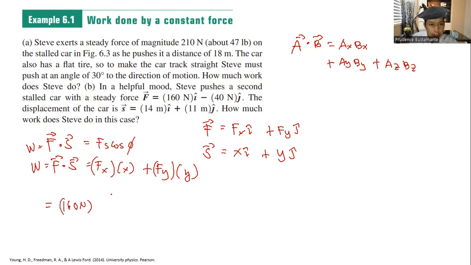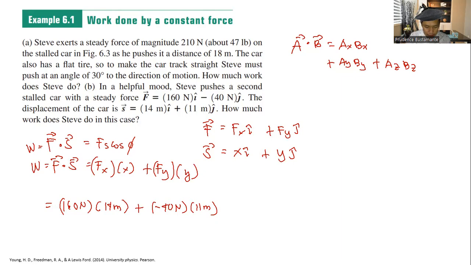This means that we have 160 Newton, our Fx, times 14 meters, plus negative 40 Newton times 11 meters. Our answer must be in two significant figures.